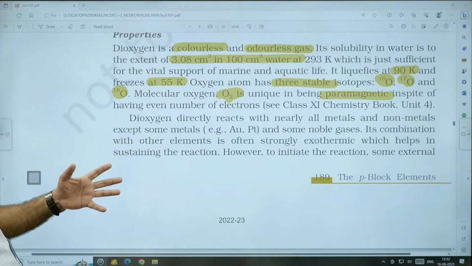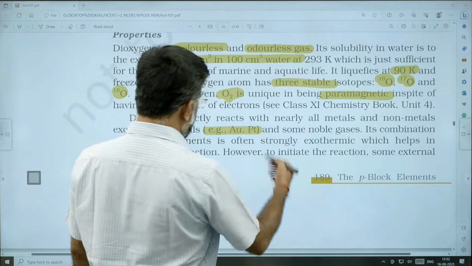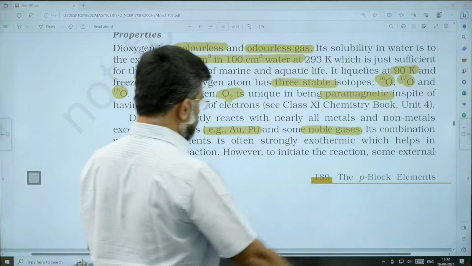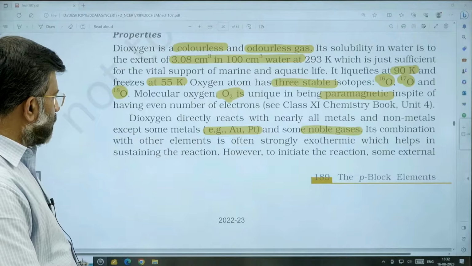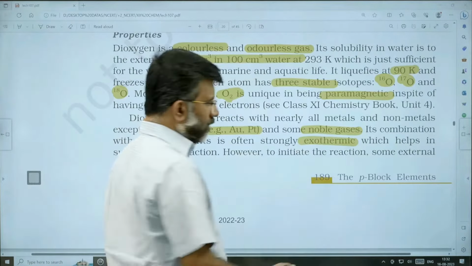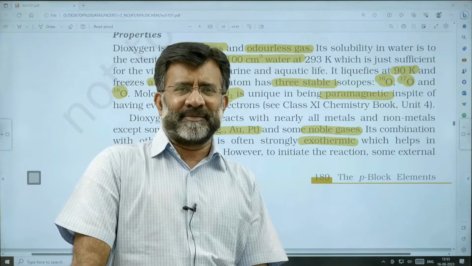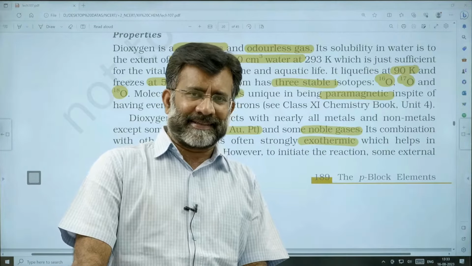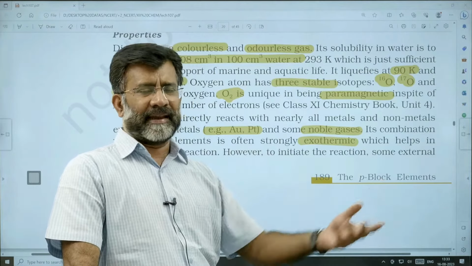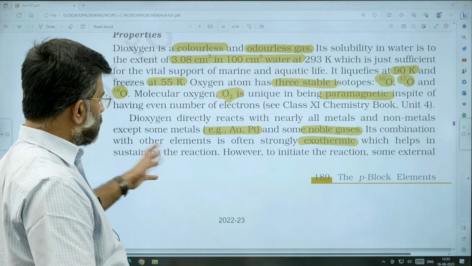Dioxygen directly reacts with nearly all metals and non-metals except noble metals like gold and platinum, and except noble gases. Its combination with other elements is often strongly exothermic because these are all combustion reactions. Basically, reactions with oxygen are mostly combustion reactions and exothermic, except a few like nitrogen with oxygen, which is endothermic in nature.